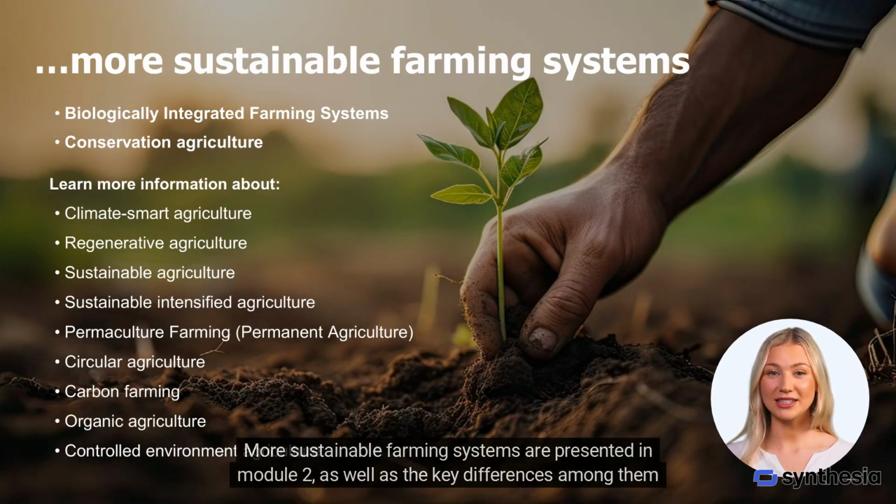More sustainable farming systems are presented in Module 2, as well as the key differences among them all.